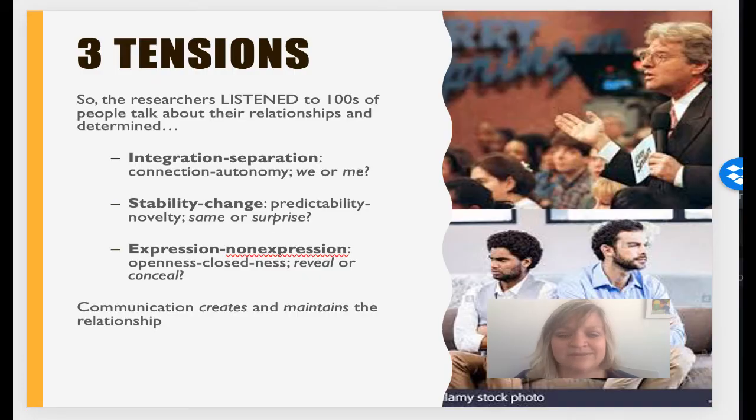The next one, sorry about that, is stability and change. Another way to think about this is, do we like to keep things predictable, or do we like things to sort of be a surprise, be novel, try something new, for example?